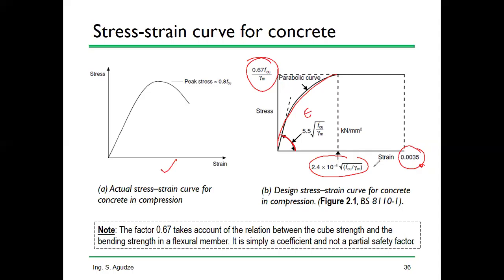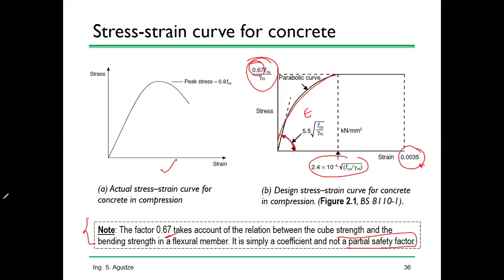I want you to take note carefully of this one: the factor of 0.67 that you see here takes account of the relation between the cube strength and the bending strength in the flexural member. It is simply a coefficient and not a partial safety factor. This you must note. So don't ever think that the 0.67 here in 0.67 FCU is a partial safety factor. No, it's a coefficient.